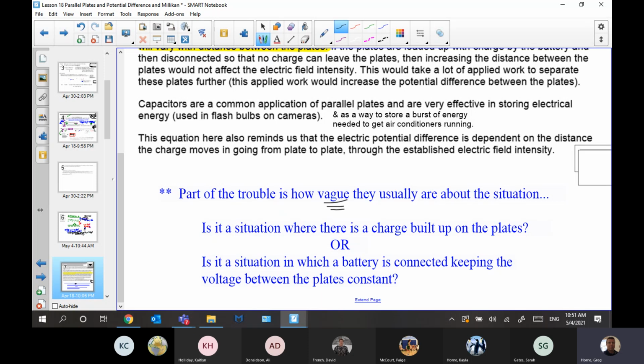There's two different situations. Okay, so let's just say here, in this one, electric field intensity is proportional to the charge only. And then in this one, right, it depends on the voltage divided by R, where we've got a voltage applied between them.